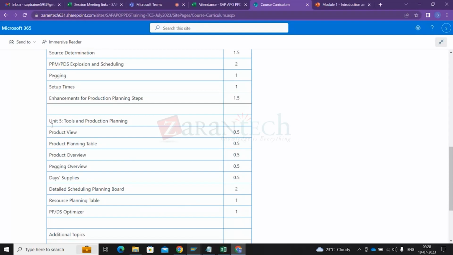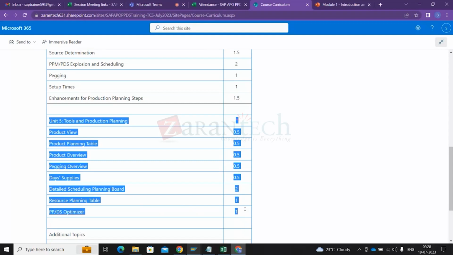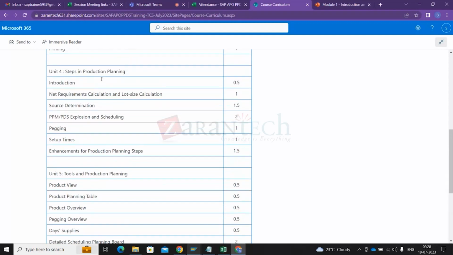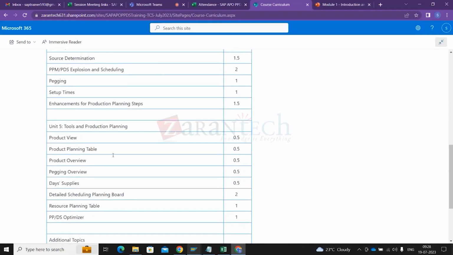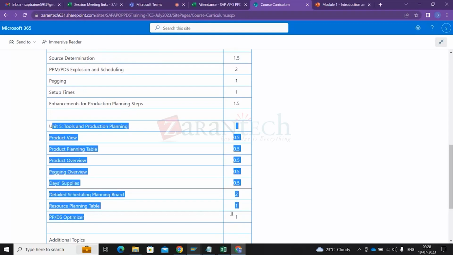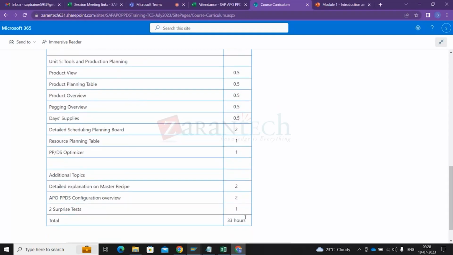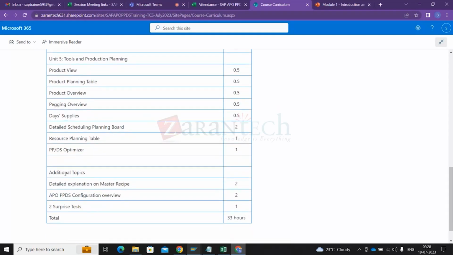Okay, so we will go over some of the tools. A small disclaimer is some of these tools I would already be touching upon in the previous sections, because we cannot actually do the detailed scheduling unless we go into the detailed scheduling board, right? We have to go to RRP3, RRP4, and so on. So all those reports also will be touched, but again there will be a refresher here. On top of that, some additional reports. And then once this is done, we will have some additional topics like the master recipe and configuration, and so on and so on.